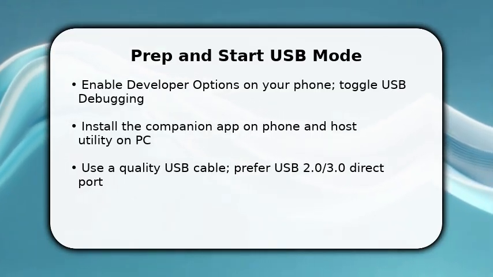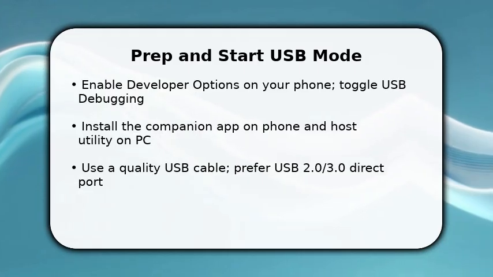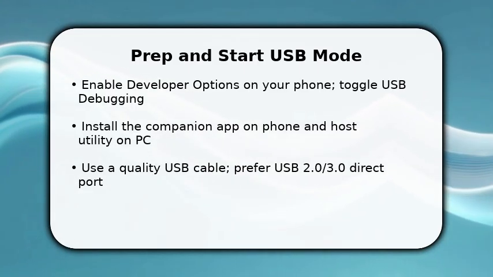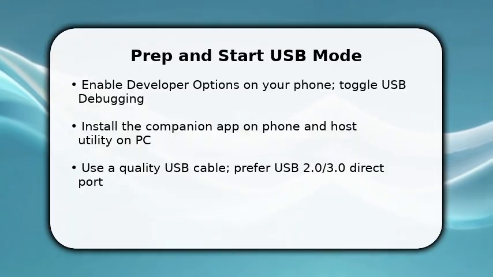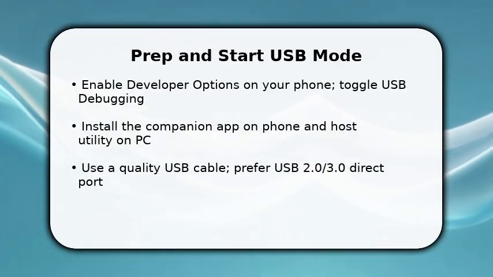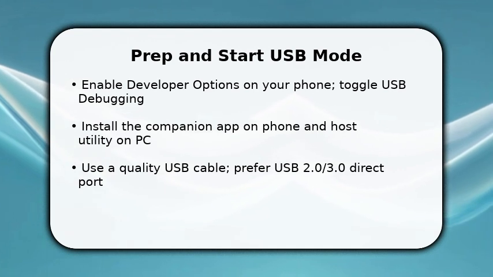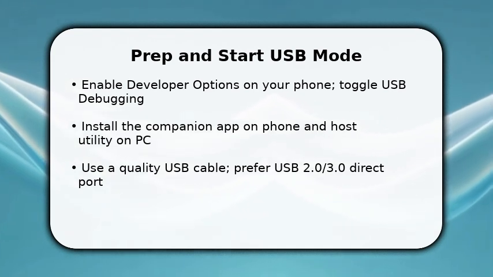Once done, plug the phone into a primary USB port using a known good cable. Avoid hubs. Make sure the PC utility is running and set to accept ADB or accessory mode. This initial handshake lets your phone present input events to the computer, which is why debugging is required.